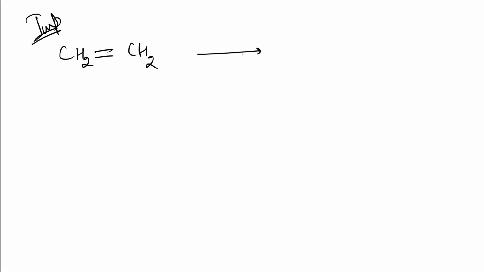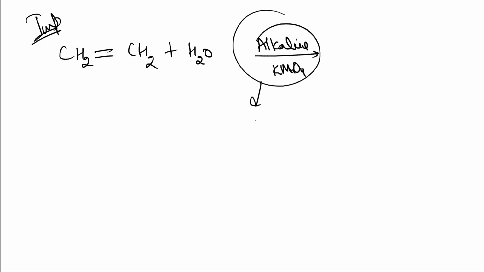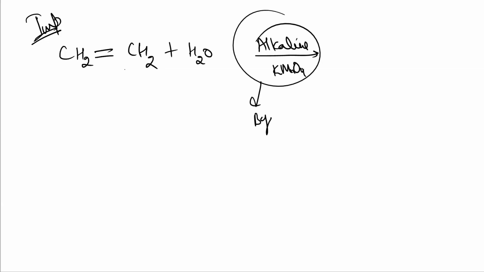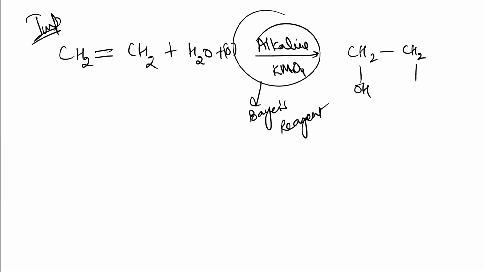So when we have unsaturated hydrocarbons and we add water plus alkaline KMnO4 to it, which is called Bayer's reagent, plus O, then it will give you CH2 single bond CH2. We have OH here and we have OH here.